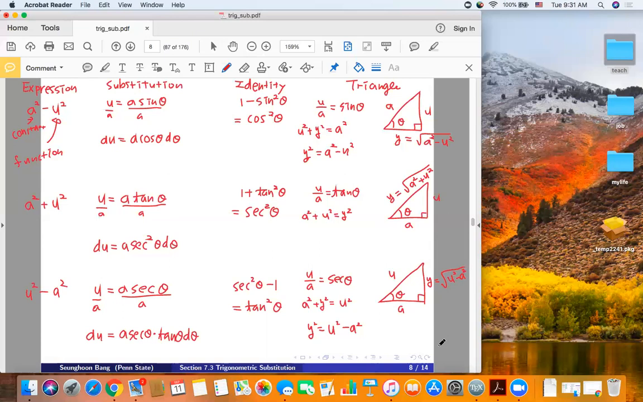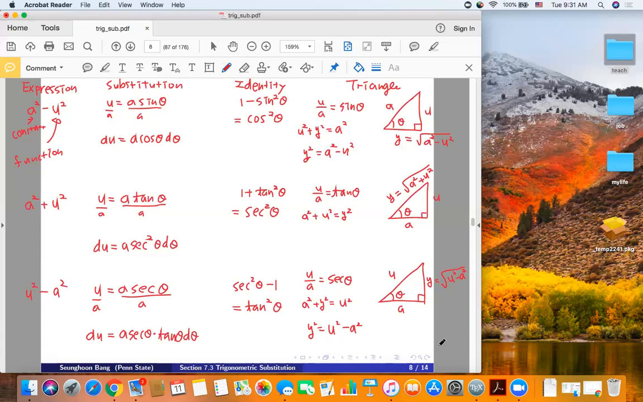Anyway, what's the main idea? We have three expressions: a squared minus u squared, a squared plus u squared, and u squared minus a squared. You have to use the substitutions a sine theta, a tangent theta, a secant theta. You have to use the identities: 1 minus sine squared is cosine squared, 1 plus tangent squared equals secant squared, secant squared minus 1 is tan squared. You can change it back to the x value by using a triangle.